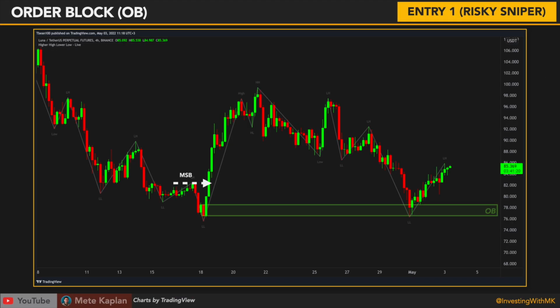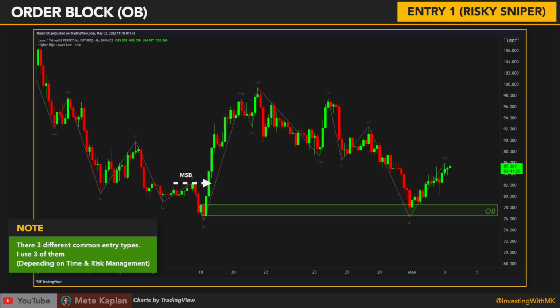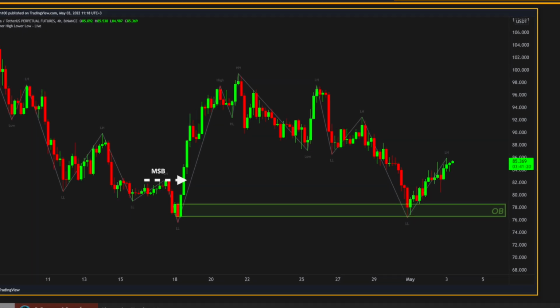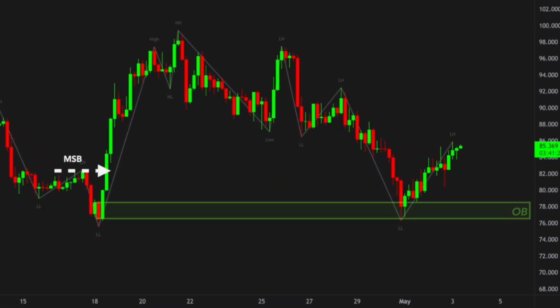Okay, let's talk about how to enter order block supply and demand zones. There are 3 significant entry types, and I use all 3 of them depending on my time and risk management. The first entry is a risky sniper entry. What you do is so simple.